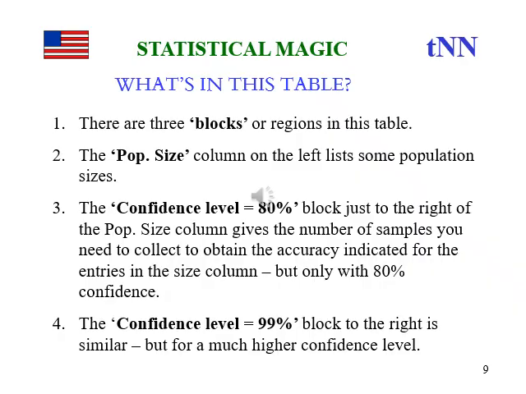And the block to the right, where at the top it says confidence level equals 99%, is similar to the 80% block, but contains sample sizes for a much higher confidence level.